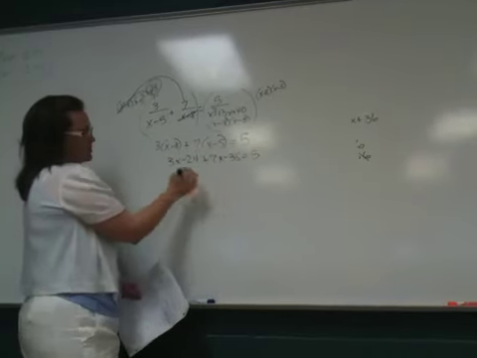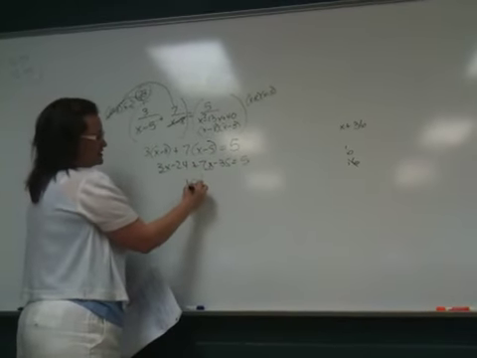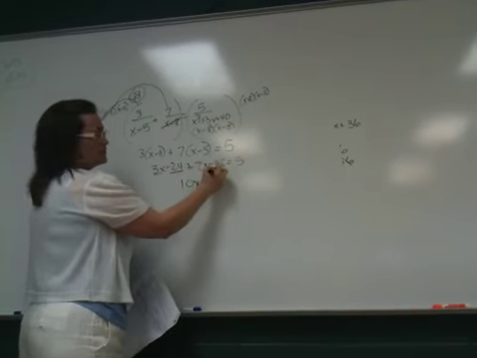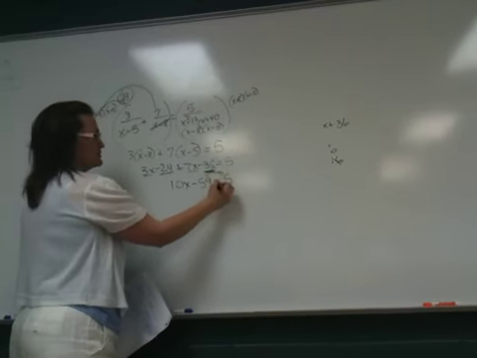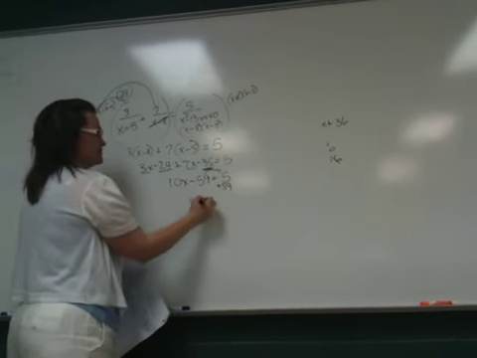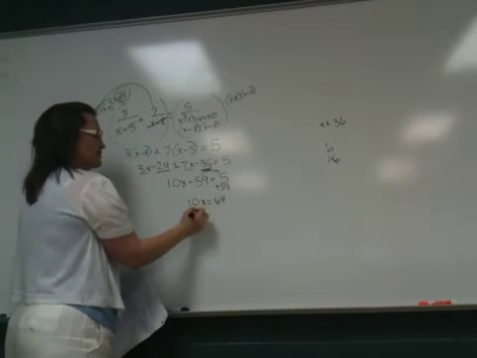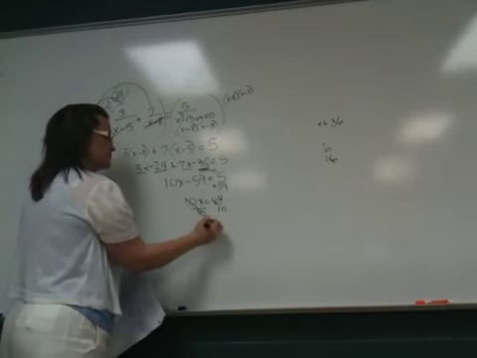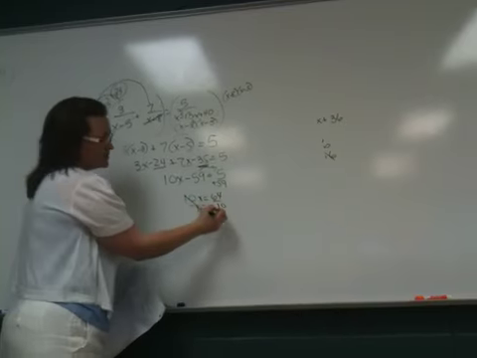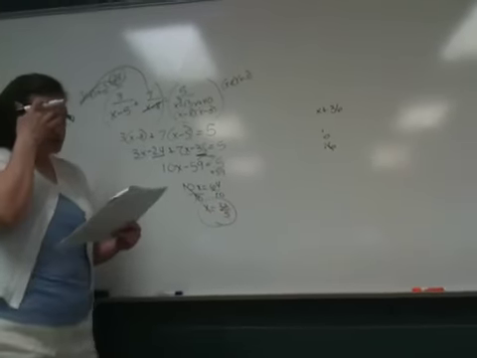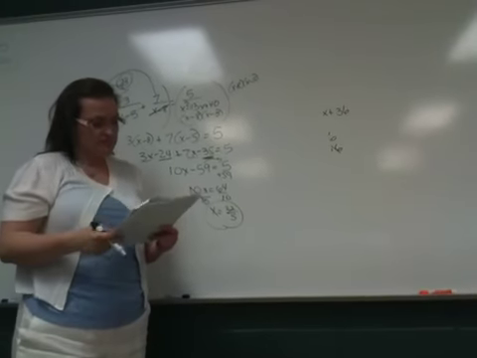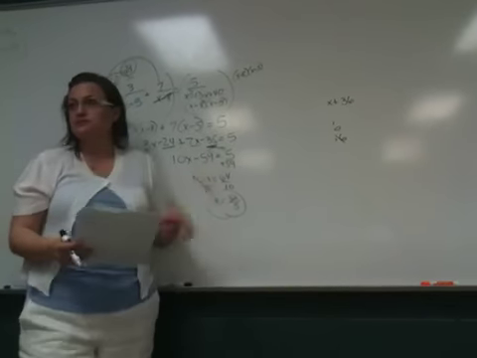So distribute, combine your x's is 10x. Negative 24 and negative 35 is negative 59. Plus the 59 makes 64. Divide by 10. 64 over 10, we can reduce that to 32 over 5. And we can see that is a choice. All right, any questions on that?